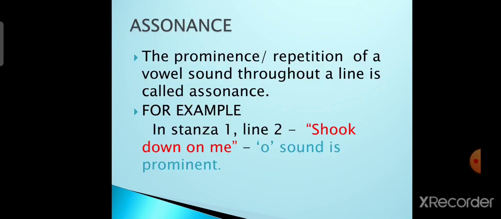Assonance. The prominence or the repetition of a vowel sound throughout the line is called assonance. In alliteration, you are noticing consonant sounds. In assonance, you will notice vowel sounds. Fine. In stanza 1, line 2, there was a line, shook down on me. Shook down on me. The O sound is repeated. You can see that, so that is a vowel also. This is vowel sound repetition, so this literary device is known as assonance.